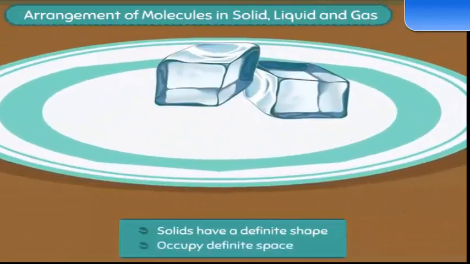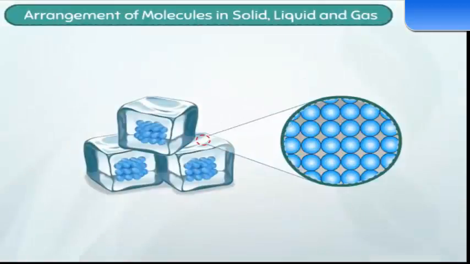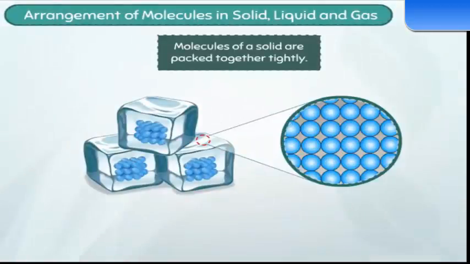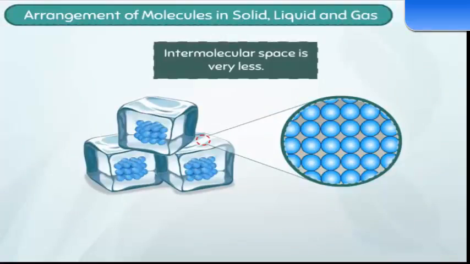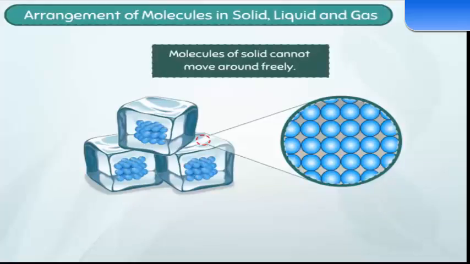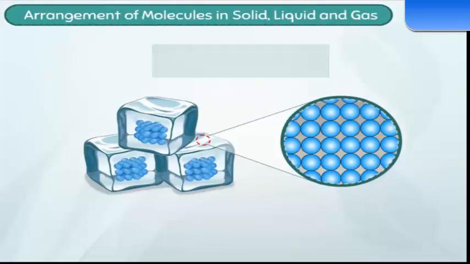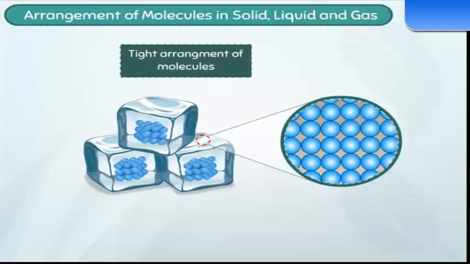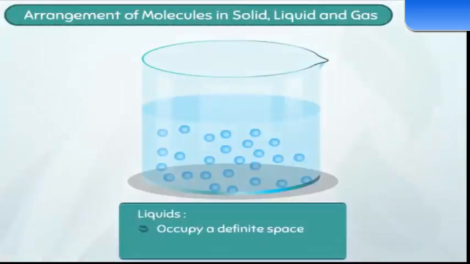Solids have a definite shape and they occupy a definite space. The intermolecular space between them is very less and they are tightly packed. Due to this, the intermolecular force between the molecules is very high, and due to these properties, solid molecules cannot move freely here and there, and that's why they have a fixed shape and they are rigid in nature. These were the properties of solid.